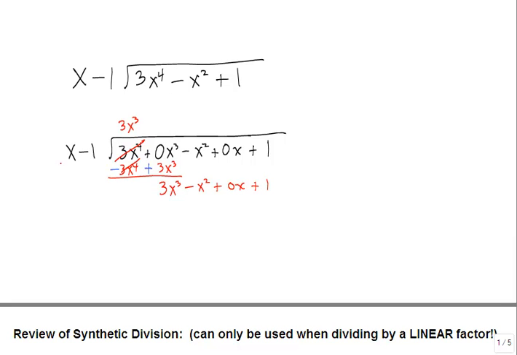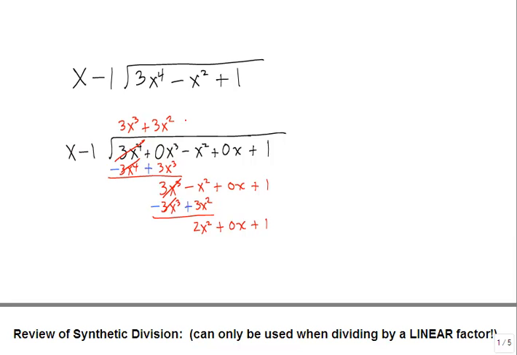And now I do it again. So x times what would be 3x cubed? I need a 3x squared. So I'm going to multiply 3x squared times x, just 3x cubed, and 3x squared times minus 1 is a minus 3x squared. Draw my line, change my signs. So this becomes minus, this becomes plus. These two cancel out. A negative x squared plus a 3x squared gives me a positive 2x squared. And then I bring down my terms and I keep going.